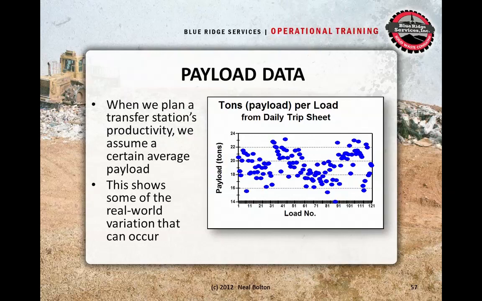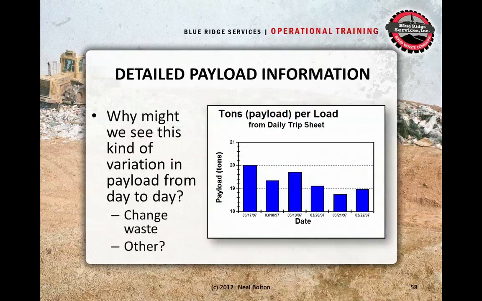And sometimes with waste, we're just going to have that. Different loads of waste will just have different densities. But when we see this kind of variation, it tells us that there is a problem. Something in the system is not consistent. And we saw some variations day to day, that certain days of the week we had higher payloads. That could be a result of the routes coming in.